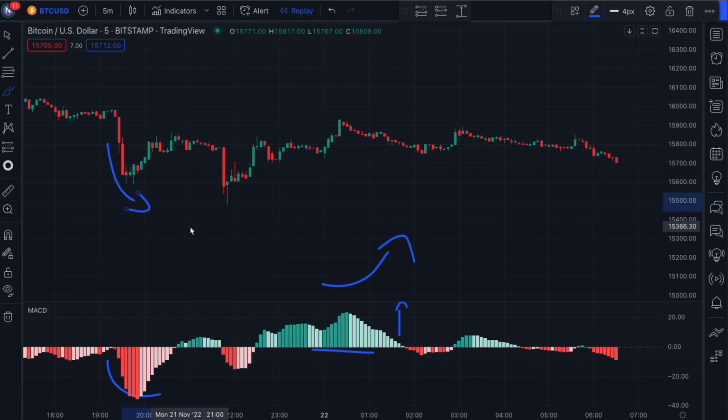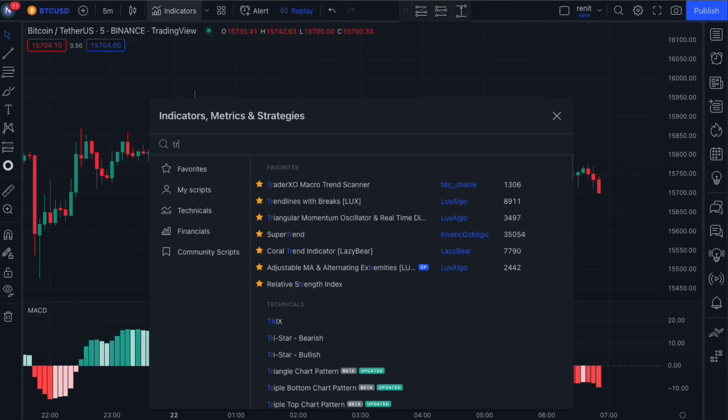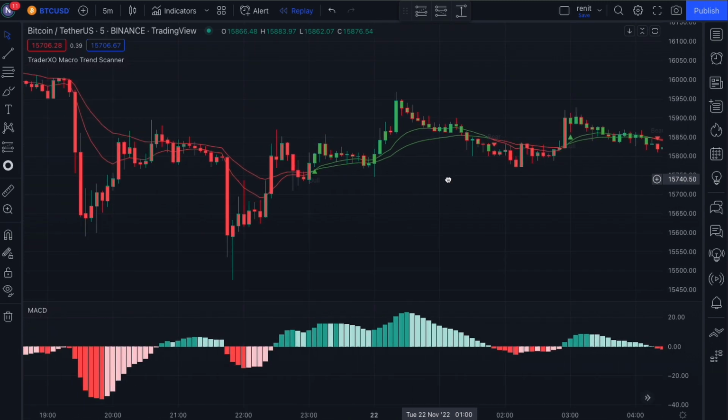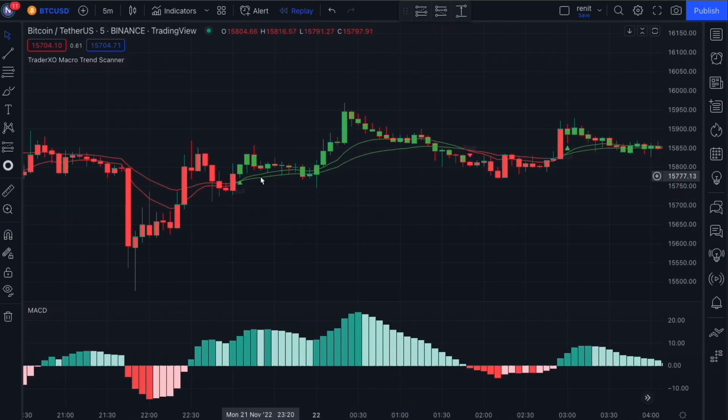Now speaking of our primary indicator, let's add it to our chart. So again, heading to the indicators tab and searching for Traderxo. Make sure you add this one by BTC Charlie. Now as you can see, this indicator is very clean and simple. It contains 2 moving average lines which will display either a red or green color depending on the market's moving average direction. The top line here is the fast moving line and the bottom line is the slow moving line.